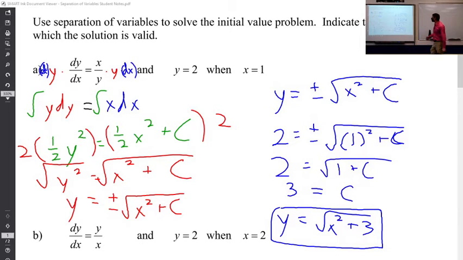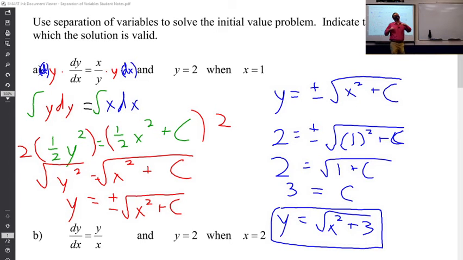So we separated out our variables. We got everything with y on one side, everything with x on the other side. Then when we did the antiderivative, we had this plus c here. So we need to get y by itself and solve for y. And then we also needed to plug in our point to get what our constant was, to get what our plus c ended up being.